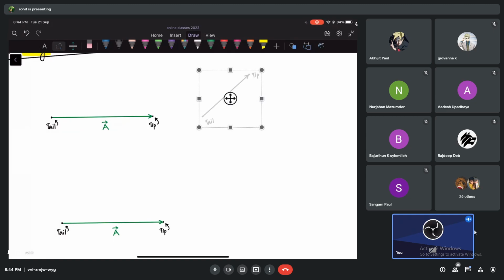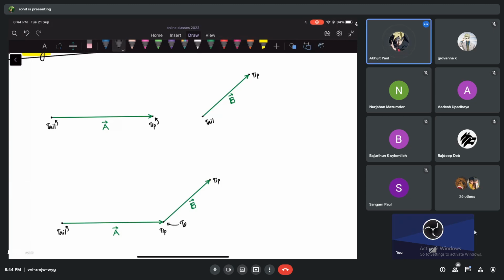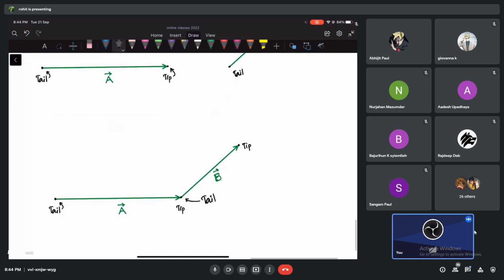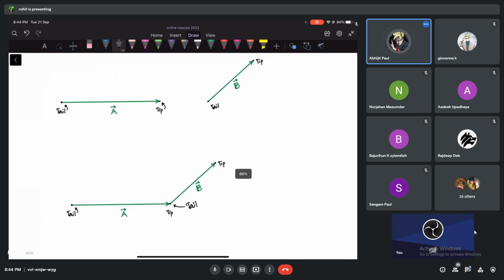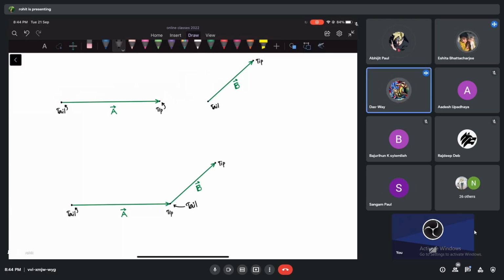I copy it and paste it, and you join in such a way that the tip of the first vector is touching the tail of the second vector. Can you understand this? So we join them. What are you joining with what, guys? Think and tell me. Vector A with vector B. But how? The tip of vector A with the tail of vector B.